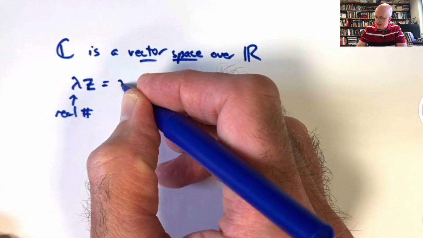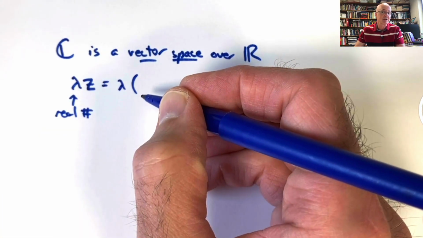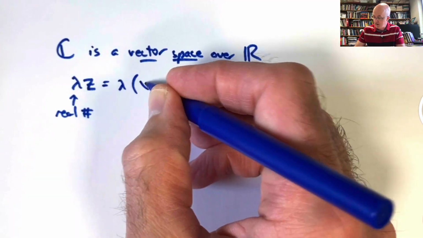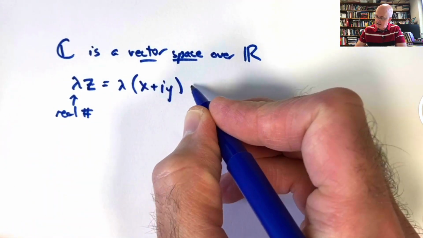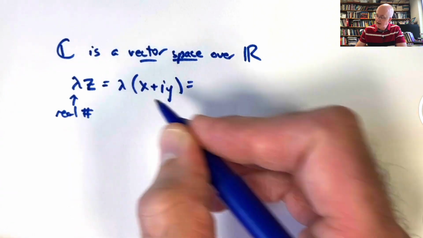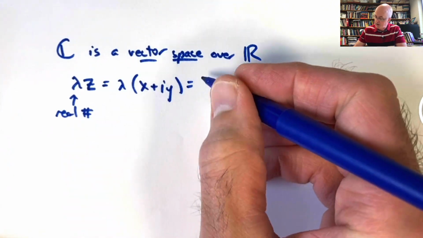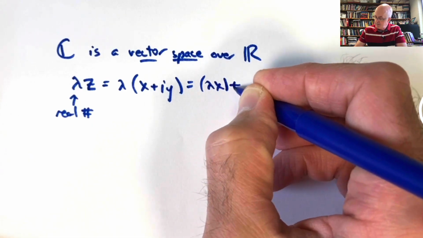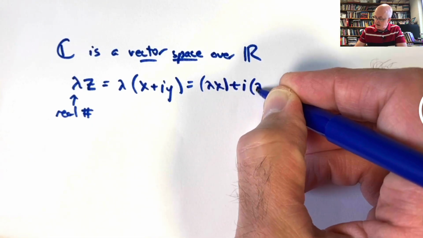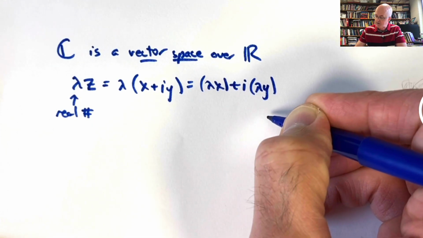We can confirm that if we make some assumptions, first of all, on what it means to multiply lambda times z. It means we multiply lambda times the real part and we multiply lambda times the imaginary part. So we get lambda times x for the real part of the answer, plus i times lambda times y will be the imaginary part of the answer.